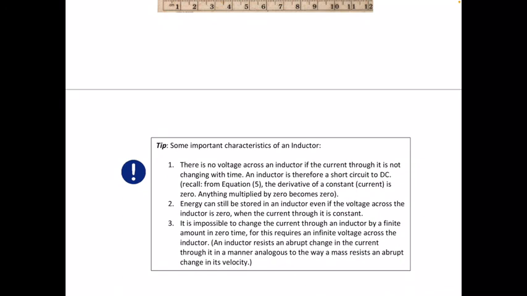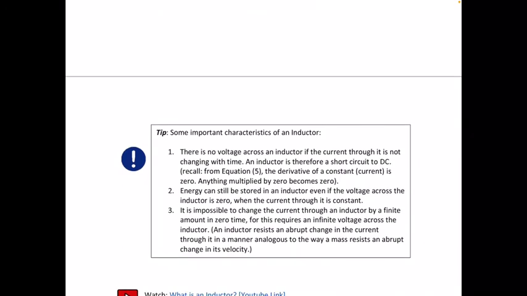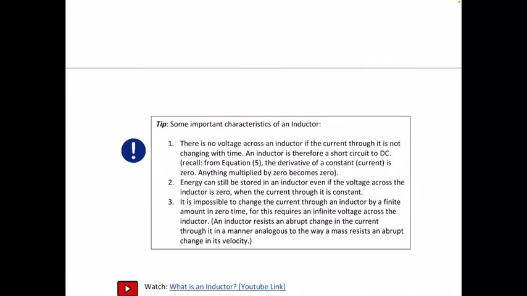So an inductor resists an abrupt change in the current through it, in a manner analogous to the way a mass resists an abrupt change in its velocity. That's why they make good current regulators in a circuit board. That's one of their main purposes.